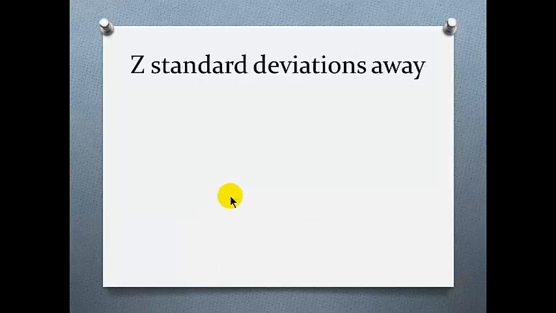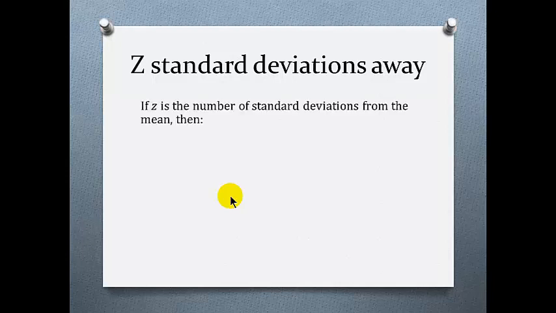Finding out how many standard deviations away something is from the mean can be very useful to us in our study of statistics. And we're going to talk about this a lot as this course develops. Basically, if z is the number of standard deviations from the mean, then the mean plus the number of standard deviations times the standard deviation is going to equal any data value. Now, what's interesting to us in this equation is the letter z. We want to know how many standard deviations away something is. So we're going to solve this formula for z.